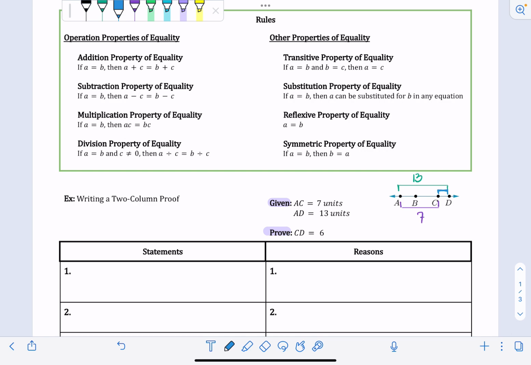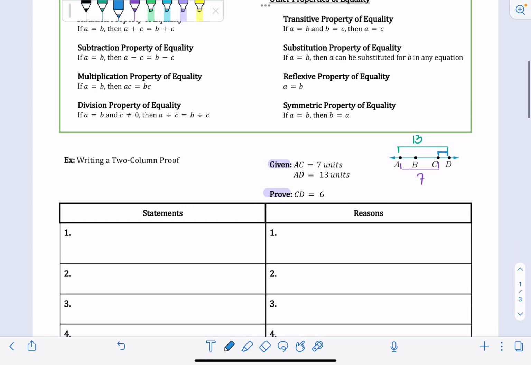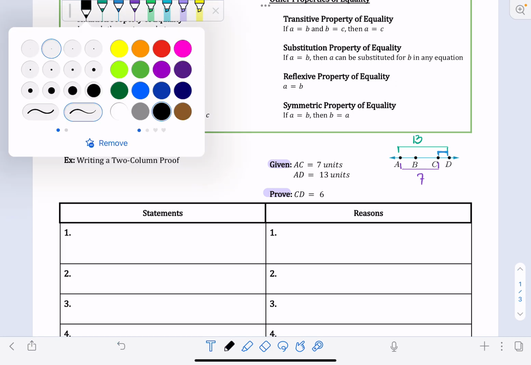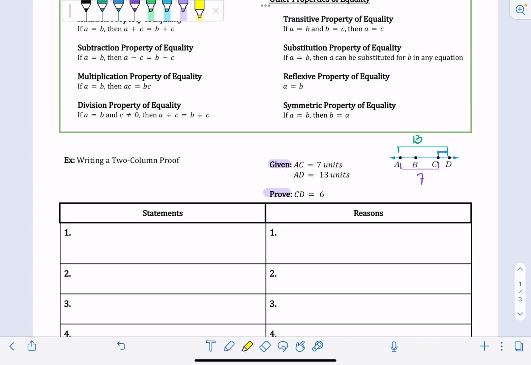So we're going to start with our first statement, and most of the time, if not all the time, your first statement is just going to be stating the information that is given to you. So for statement number 1, we're given that AC is 7 units. So I'm going to write AC is equal to 7 units. And then the second piece of given information is that AD is 13 units.